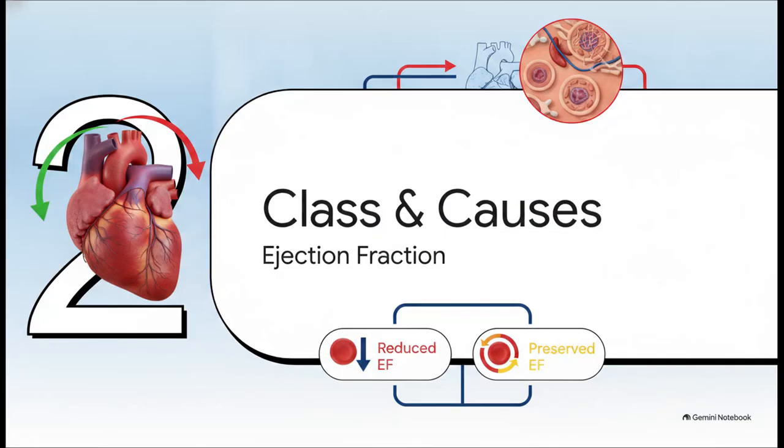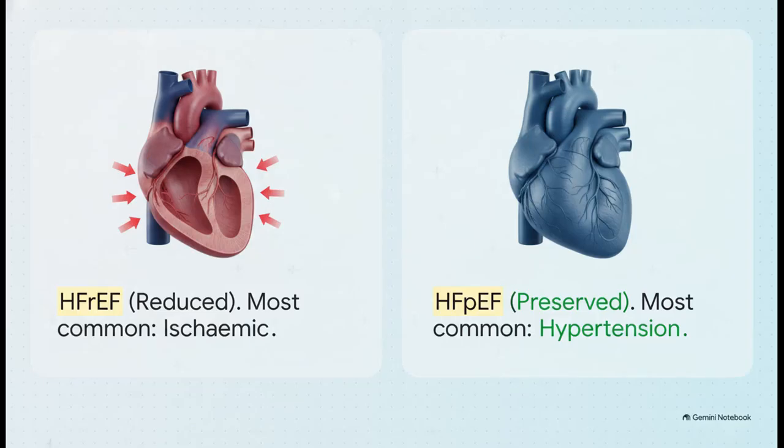Moving right along to Section 2, classification and causes. So how we categorize this mechanical failure dictates our entire diagnostic and treatment pathway. The crucial piece of the puzzle is how we separate these filling and ejecting issues, and we do that using ejection fraction, or EF. On the left side here, we have HFrEF, which stands for heart failure with reduced ejection fraction. This is defined as an EF of 40% or less. The pump is weak, it can't eject properly, and the most common cause by far is ischemic heart disease.